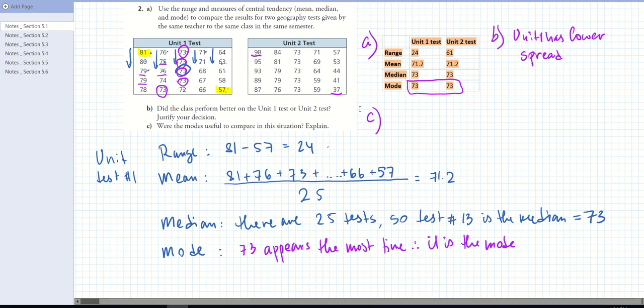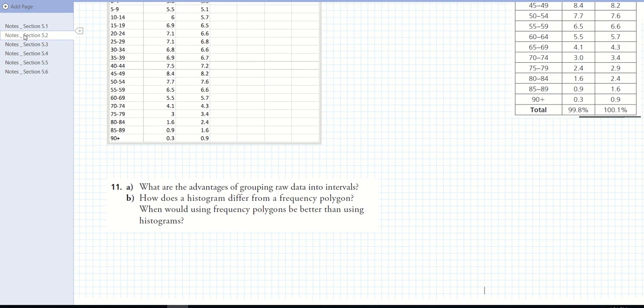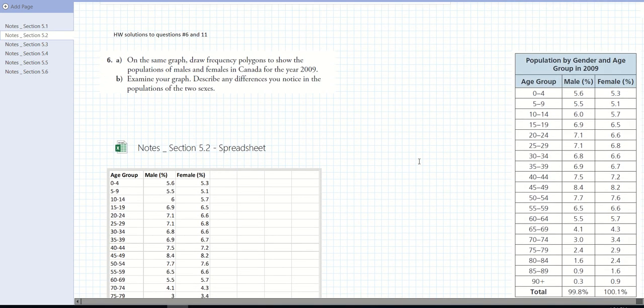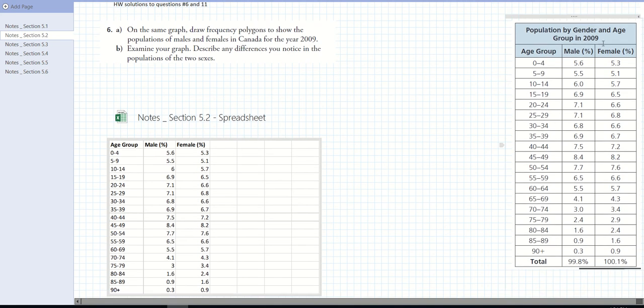Now, the other couple of questions that people requested were from section 5.2. From 5.2, the first question was 6. Question 6 says, on the same graph, draw the frequency polygons to show the population of males and females in Canada in 2009. So this is the table from the textbook.